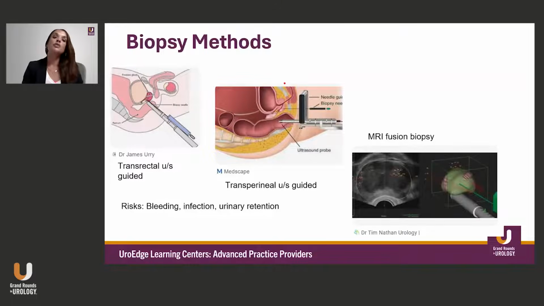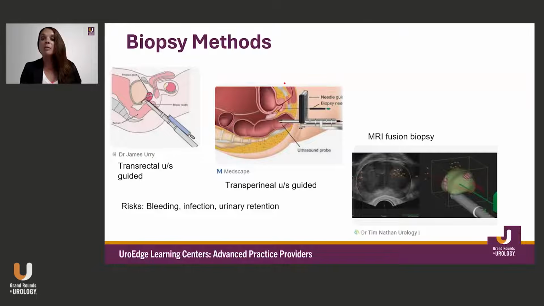So on the left, you'll see the transrectal ultrasound-guided biopsy. That picture there shows a probe in the rectum, and there's a channel within that ultrasound probe that the needle is placed. Next is a transperineal ultrasound-guided biopsy. You can see there that the ultrasound probe is in the rectum. However, the biopsies are taken through that perineal region, which is the region between the scrotum and the rectum.